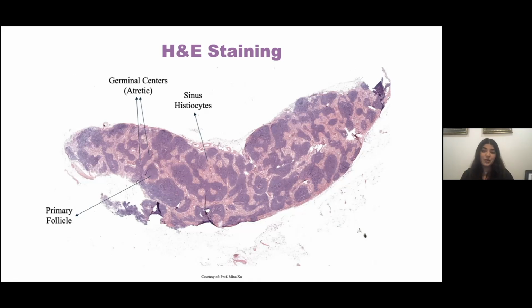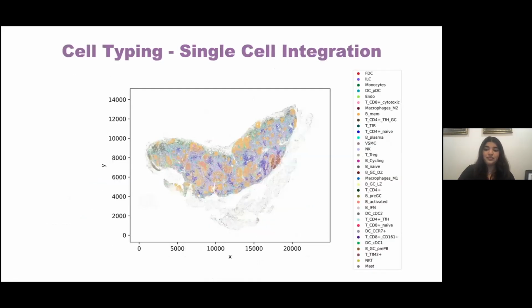Whenever these cells accumulate in the lymph nodes, it's typically due to some form of a reactive immune response to a foreign material or debris that's coming in from outside of the lymph node. So after this H&E staining was done, we did cell typing, otherwise known as single cell integration. This single cell integration is where we're able to see different clusters of types of cells.